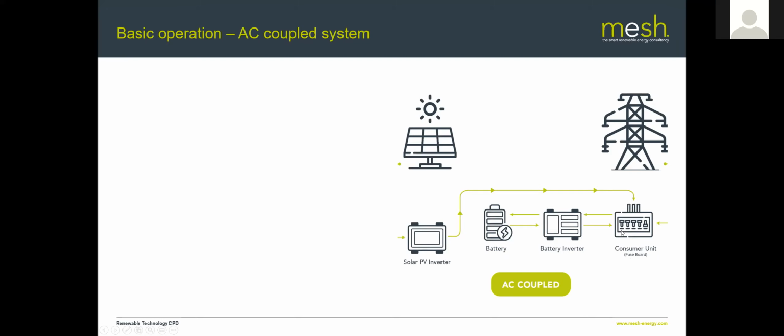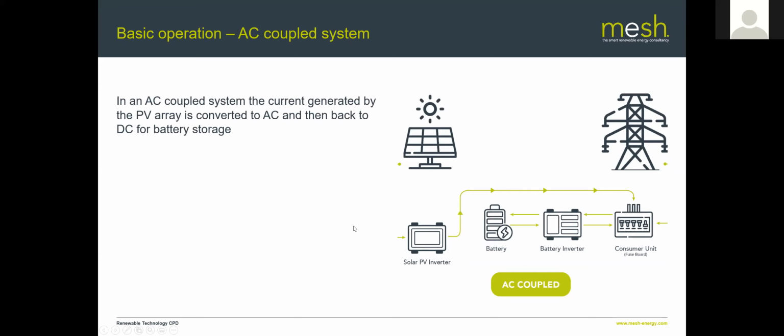Your battery sits alongside the consumer unit, taking AC electricity into the battery inverter to charge the battery. So if you want to get electricity from your PV panel into your battery, it has to go out through the distribution board and back out through another inverter and into the battery. To get out of the battery, it has to be converted back into AC, go into the consumer unit, and then it can go off to the grid or be used by appliances around your house. So this is the most common system, and it's called an AC coupled system.